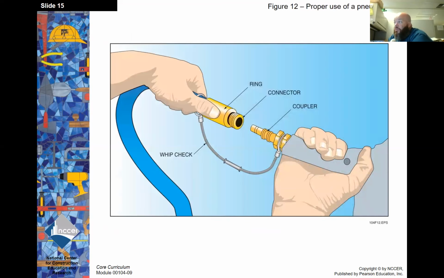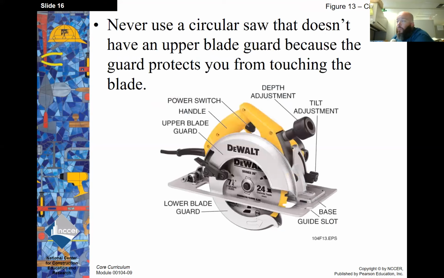Proper use of pneumatic drill again. This is looking at pneumatic connections. Never use a circular saw that does not have an upper blade guard because the guard protects you from touching the blade. Also, never pin the guard forward on a circular saw.